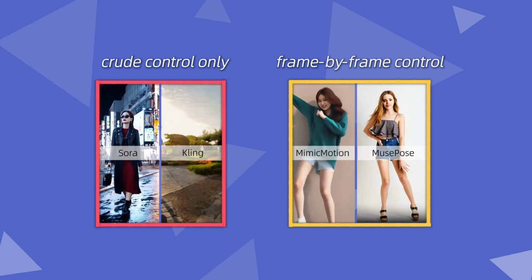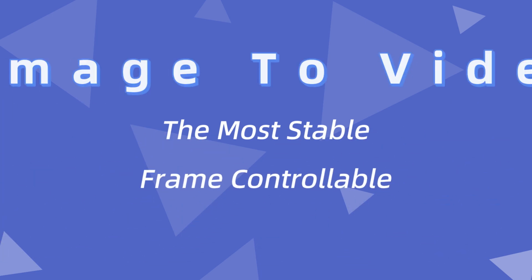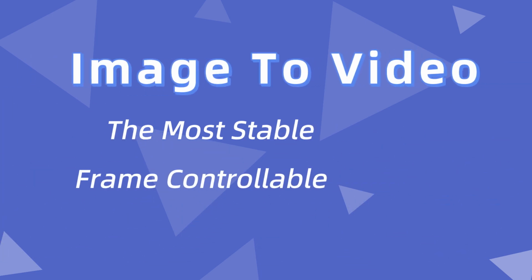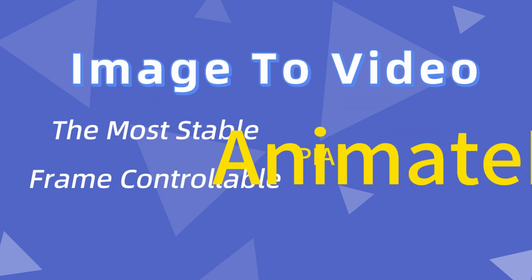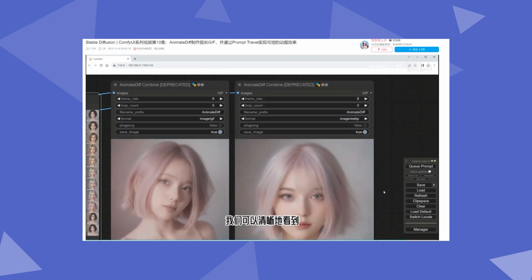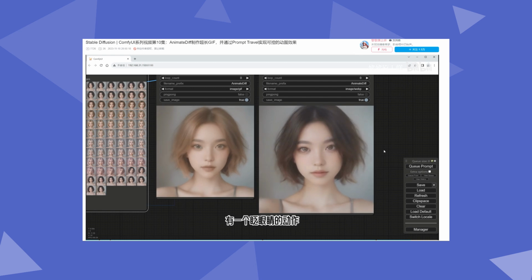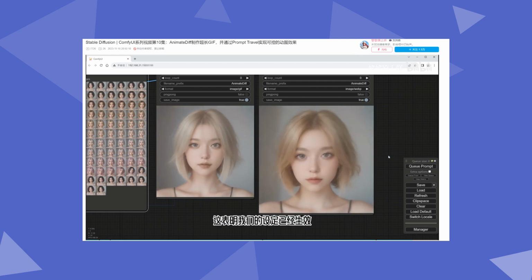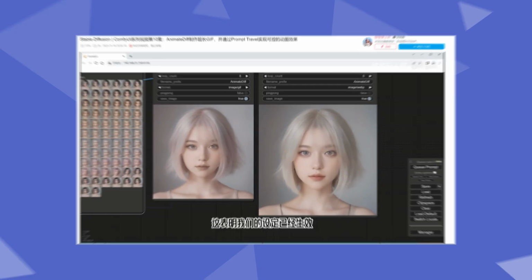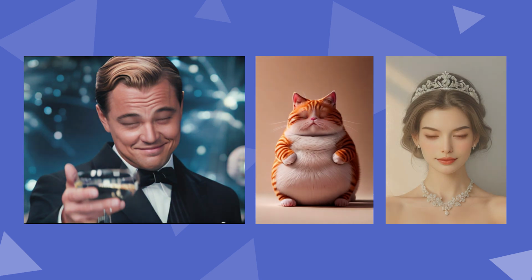Today, I will guide you through setting up what I consider to be the most stable, frame-controllable image-to-video solution, which combines the PIA, Personalized Image Animator, model and AnimateDiff. Remember, in the early AnimateDiff tutorial series, I used the example of generating a video of a girl blinking, but at that time, it was text-to-video. This time, we will challenge ourselves by inputting any image, even if it is not AI-generated, and make it blink.